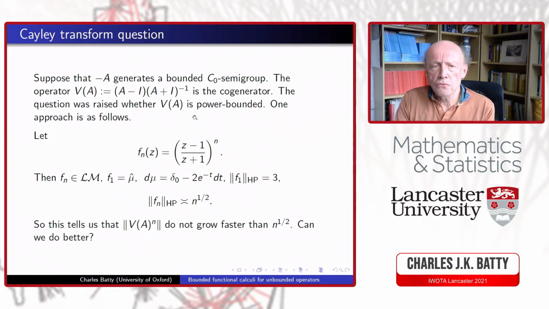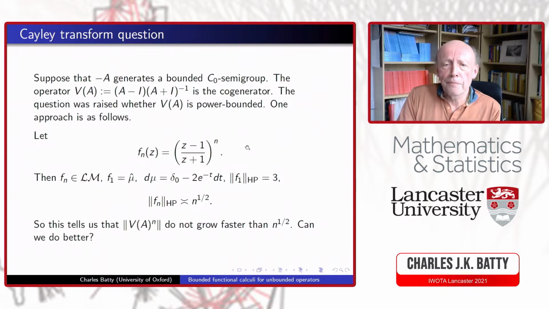And the question was raised in the 2000s, I think, round about then, by Gomilko, I think, or at least he was the first person to give a significant answer. We can bring this into the Hille-Phillips calculus by considering this function here, F_n of z equals this thing, which is the nth power of something. And these functions are in the Hille-Phillips algebra.